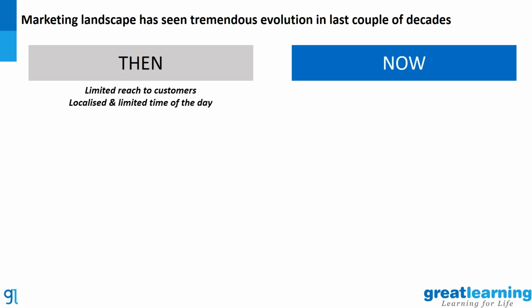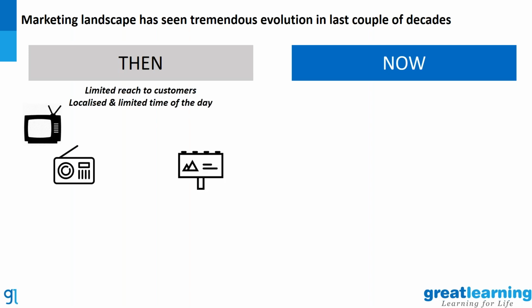Then it was a very limited reach to customers, which was localized and limited to certain times of the day. There were TVs, radios, banners, billboards, newspaper ads. It was very localized in terms of geography, a certain city or maybe a state, at maximum a nation, and during a certain time of the day, when people are active on the roads or watching TV or listening to radio, you can reach them.